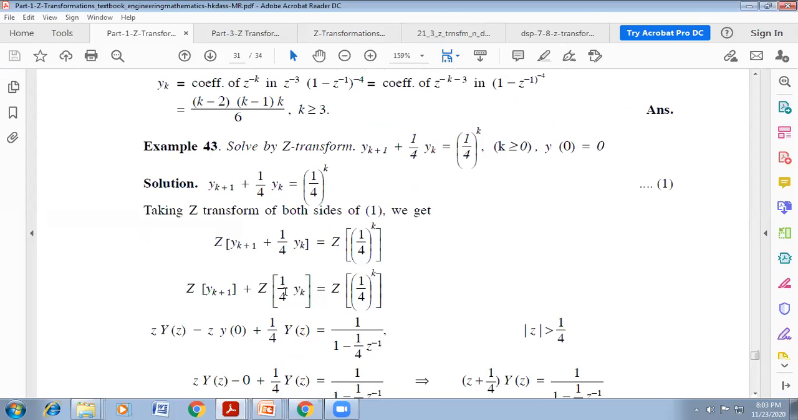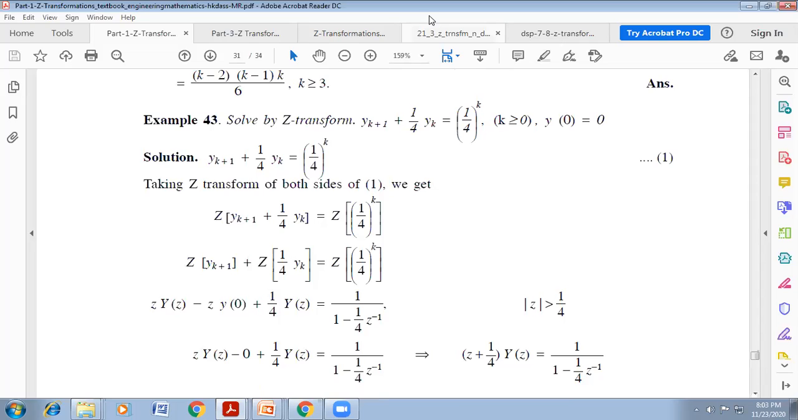Okay, try to understand this. Solve by Z transformation: y(k+1) plus 1 by 4 y(k) equals (1 by 4) whole to the power k, where k is non-negative, and y0 equals 0. Actually there is only a single initial condition, because this is a first order difference equation. So the given first order difference equation is this.